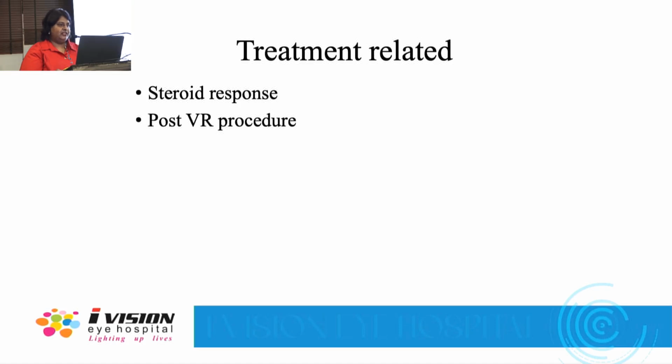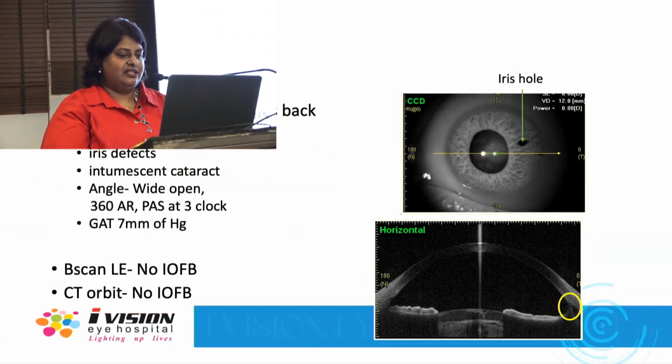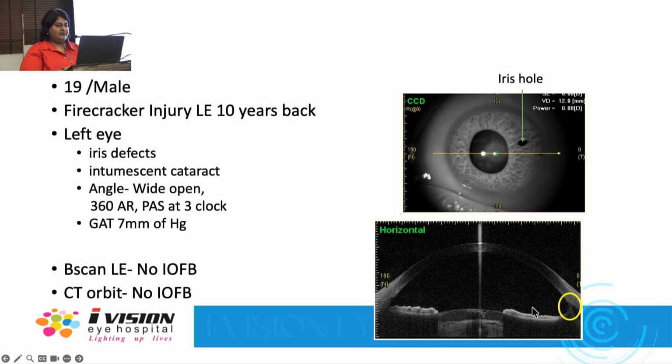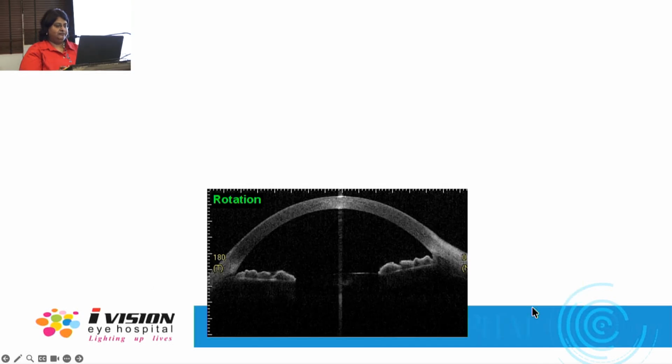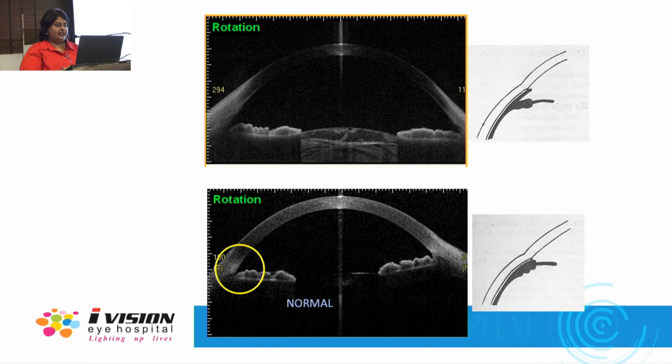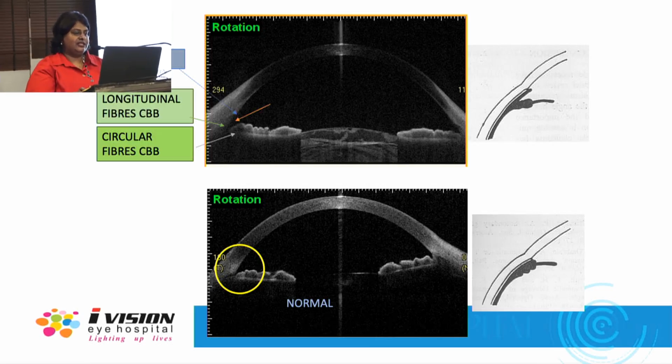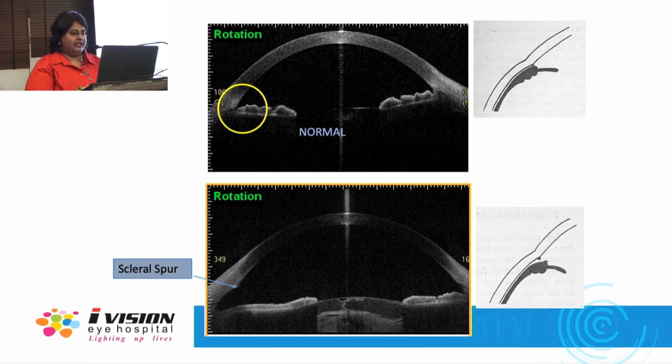I just wanted to show this case where every finding possible in trauma is there. That is an iris hole there. That is an ASOCT picture. That is a PAS in the yellow circle. And this patient had both the angle recession over there and a cyclodialysis cleft. So, one patient with all the findings. Just that. Thank you.